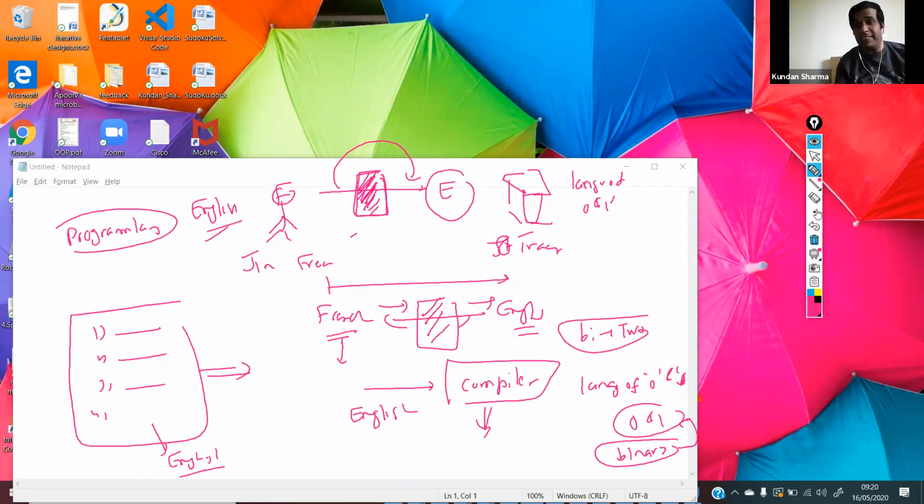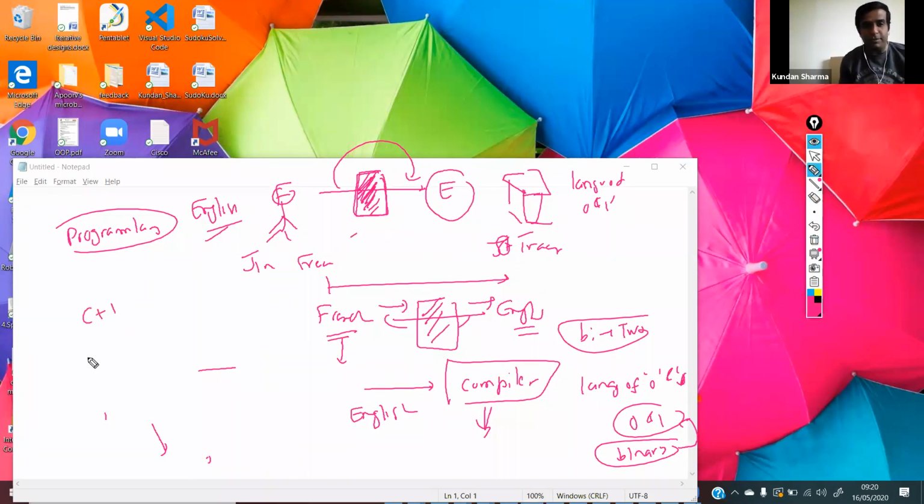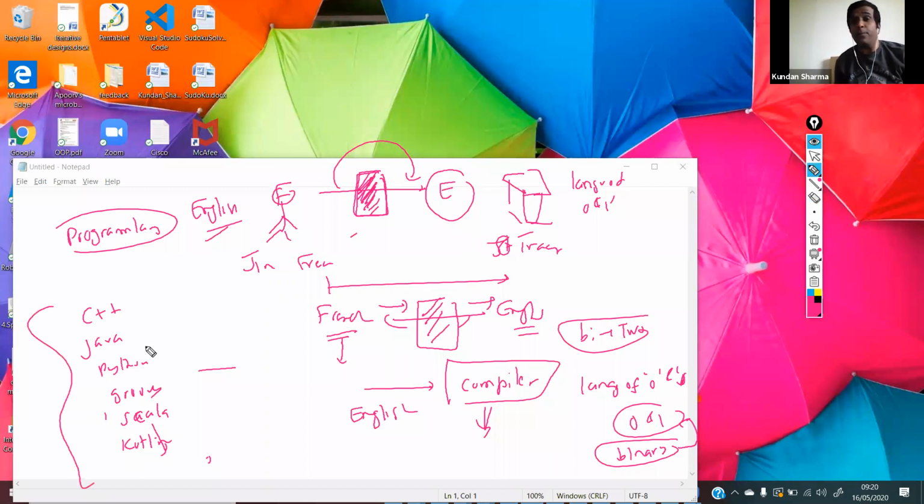So we have different types of programming languages. Let us see some examples of programming languages. I'm sure you would have heard of C++, Java, Python, Groovy, Scala, Kotlin, right? These are all examples of programming languages. Because these are different programming languages, accordingly, the compiler will also be different.